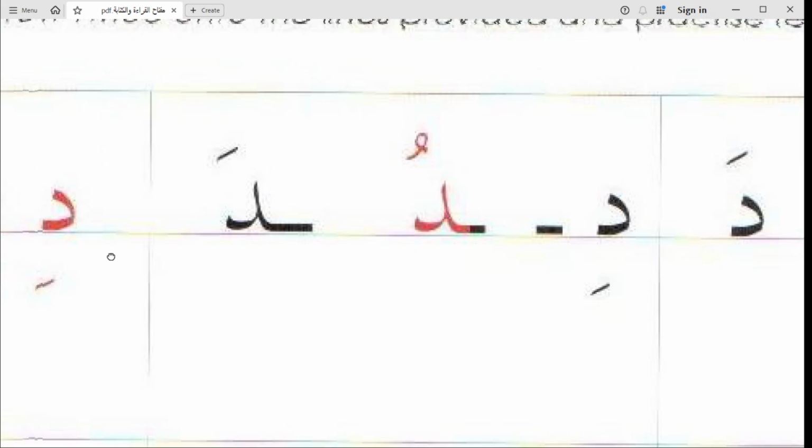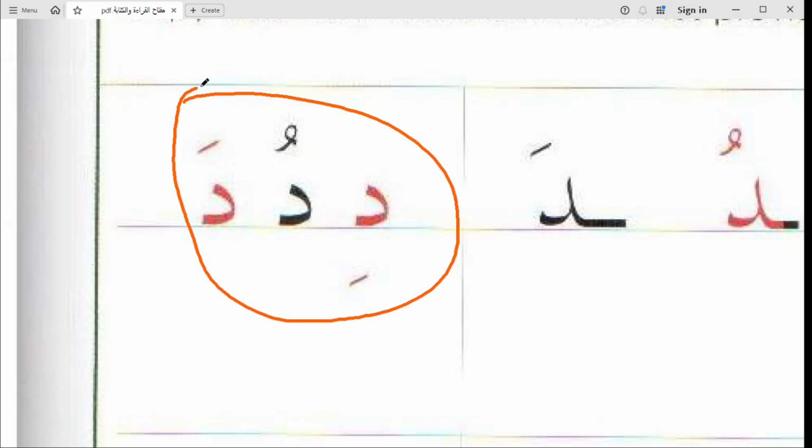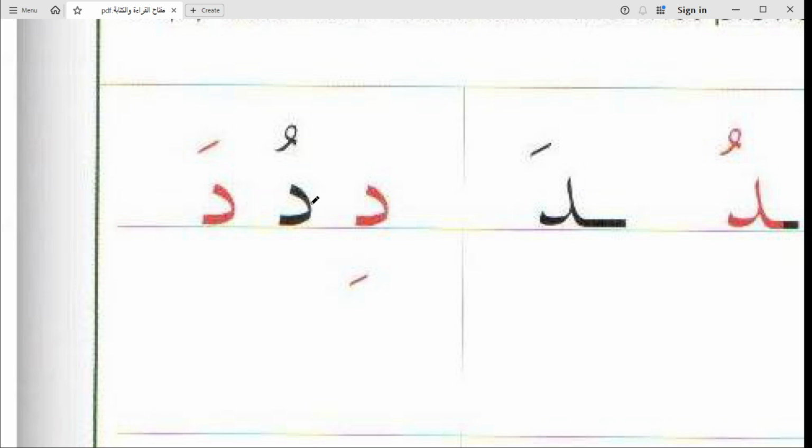Alright. So how do we pronounce this? As you can see, they didn't connect to each other. You see? Because there is no connection to the Daal from this side, but from this side we can connect it. But Daal from this side cannot be connected to the Daal next to it. Alright? I hope that's clear. So Daal with Kasra is Di, Daal with Dhamma is Du, Daal with Fatha is Da. So Di, Du, and Da.